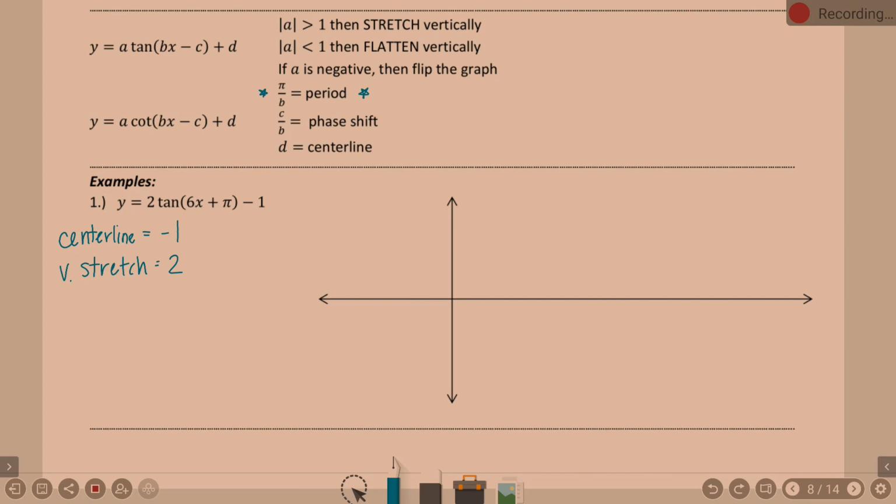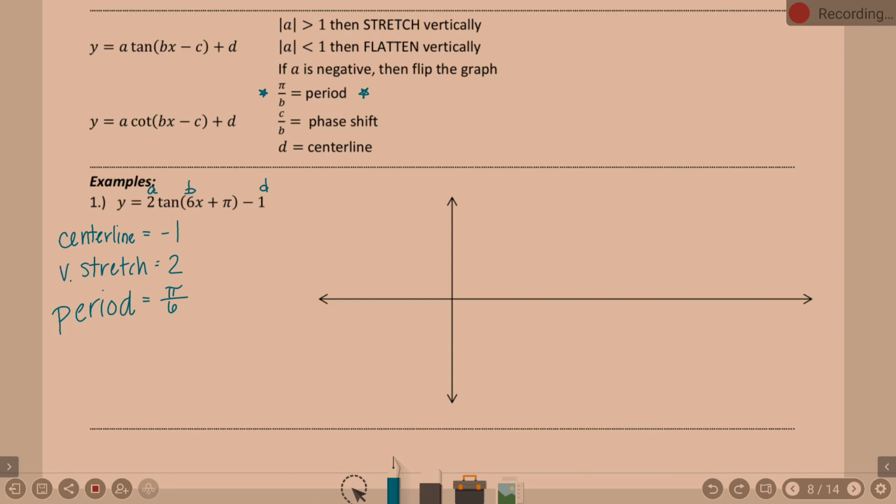Let's see. What should I talk about next? Period. Thoughts about the period? Are you guys with them? It's supposed to be pi divided by b. Pi divided by what's b? It is that 6.